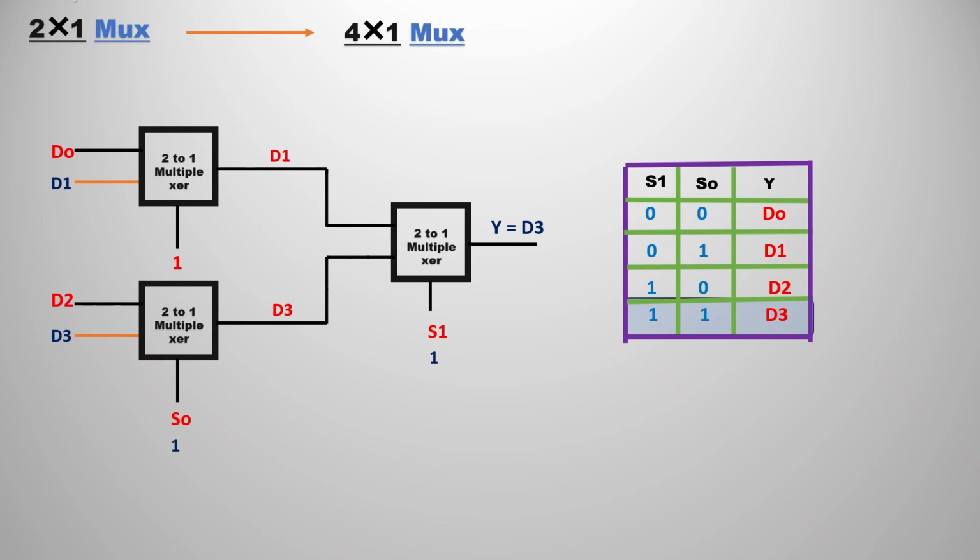So you can see in the second MUX, the select line S1 has 1. So 1 means it will select the next line, the second line, that is D3. So the final output would be D3. In the truth table also we can observe, if you take S1 S0 as 1 1, the final output would be D3. So the circuit diagram is verified with the truth table, hence the circuit diagram is true.